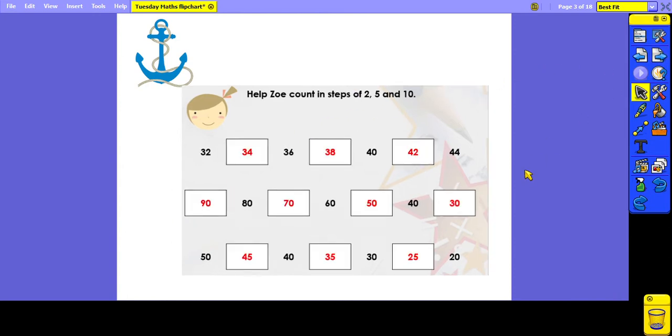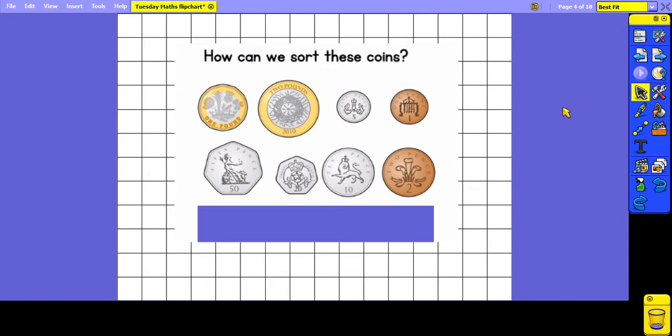Okay, so these were the missing numbers. Well done if you managed to get all of those. And today we're going to be talking about different types of coins, and we are going to be sorting them. Now we can sort coins in different ways.